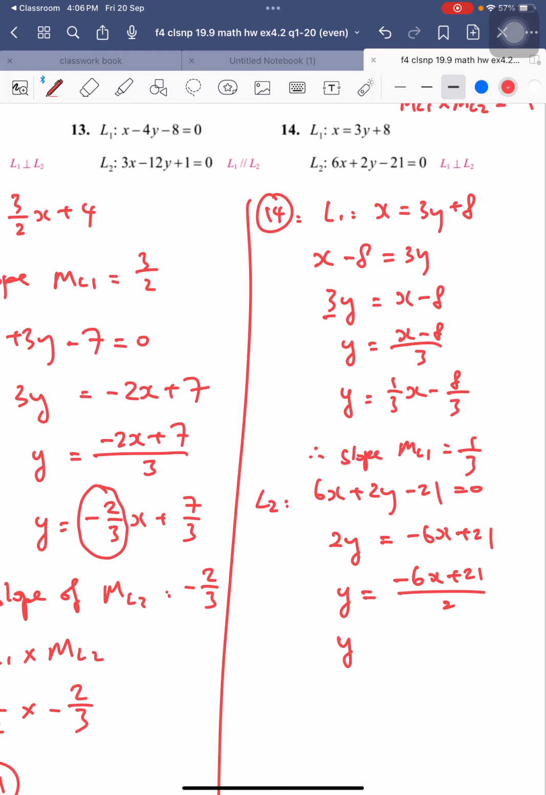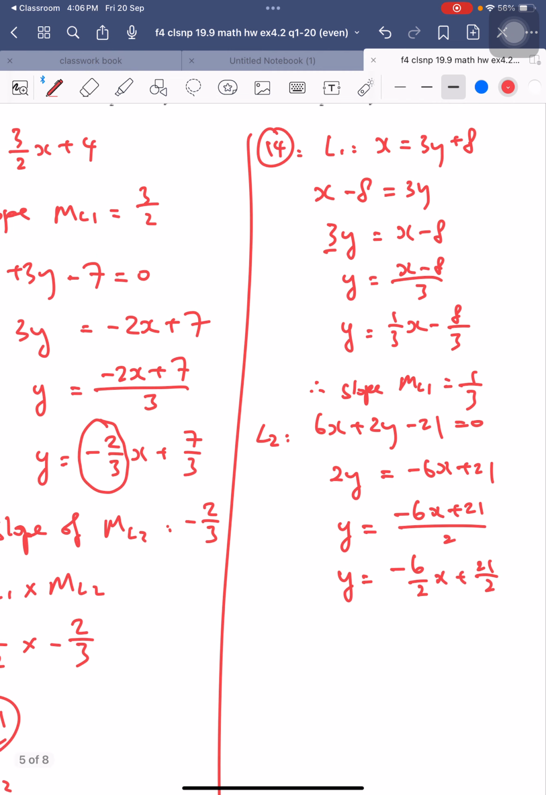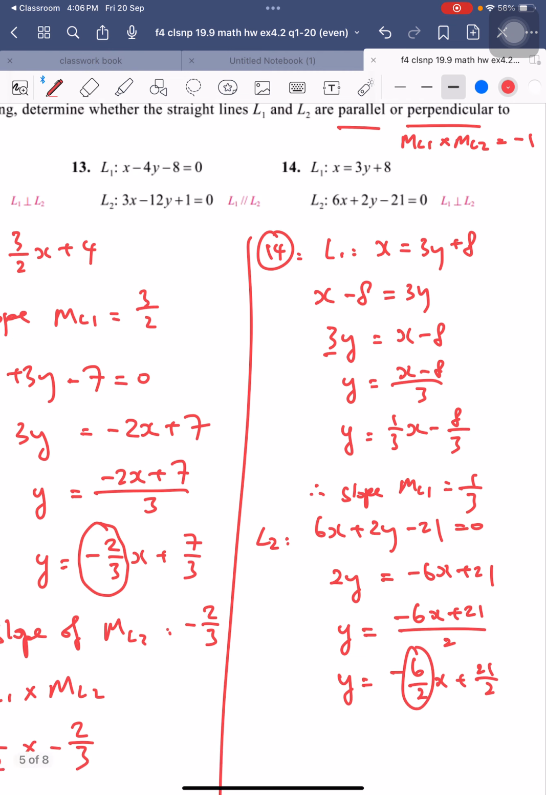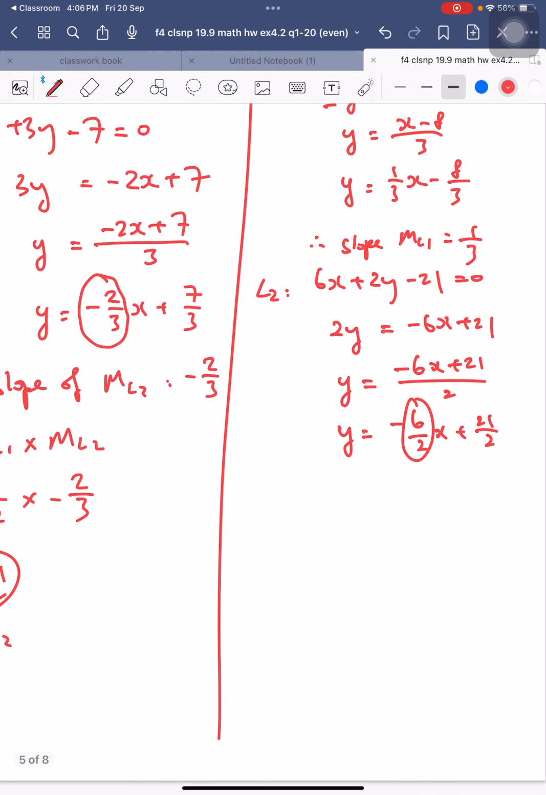Then I separate the fraction. So y is equal to -6 over 2 x plus 21 divided by 2. Now this part can be simplified. So I have y is equal to -3x plus 21 over 2. So -3 is going to be the slope of m_L2. So the slope m_L2 is equal to -3.